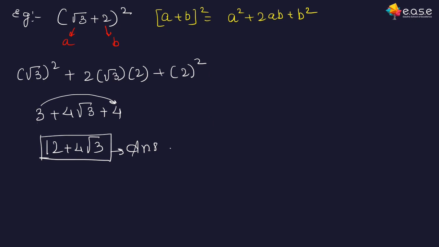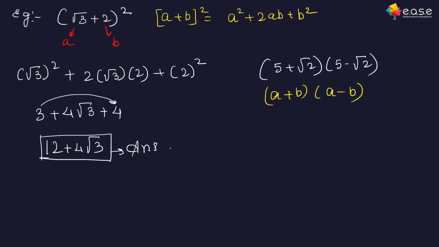Let's take (5 + √2)(5 − √2). So, what formula are you going to use here? We are going to use (a + b)(a − b). Correct? That is equal to what? That is equal to a² − b².